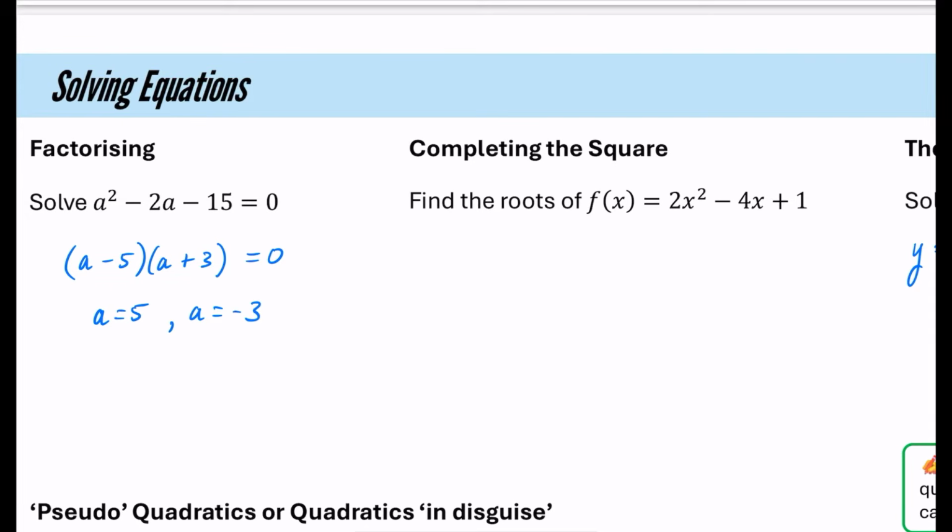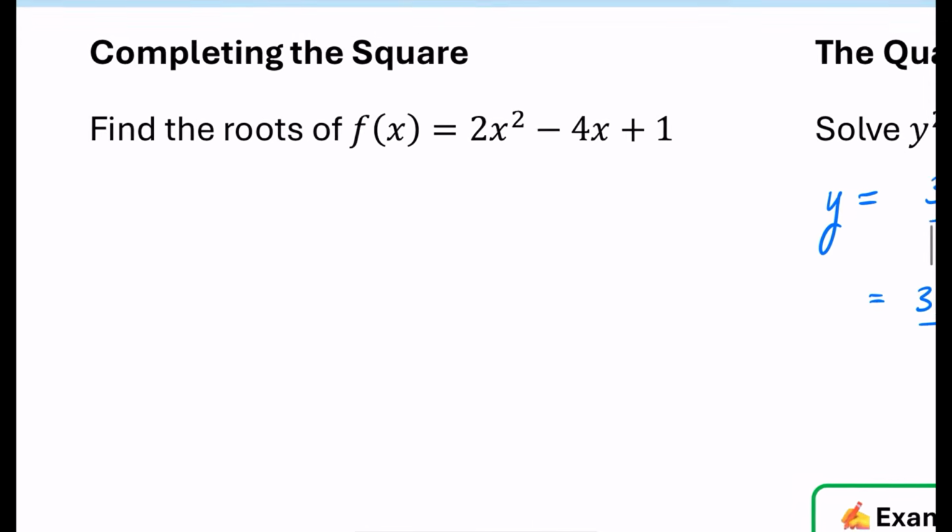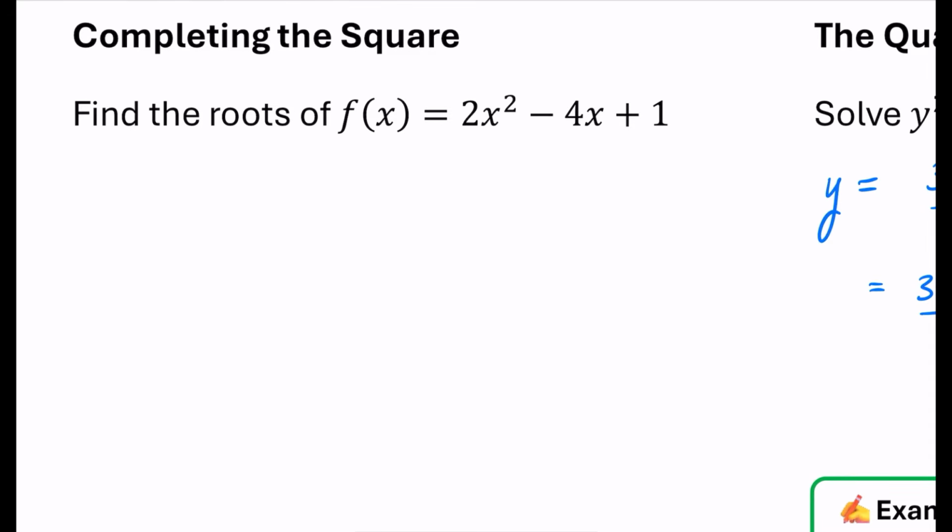Now, we can use completing the square to find the solutions of something. And of course, you could do it on a calculator, but I wanted to show you this other technique. I'm also mentioning this idea of roots. Roots is saying when the equation that we're looking at, or when the function that we're looking at, is equal to 0.